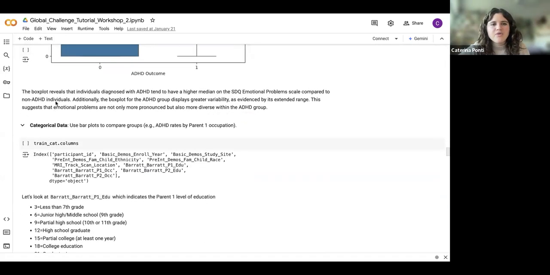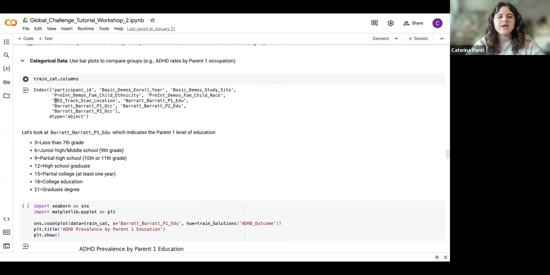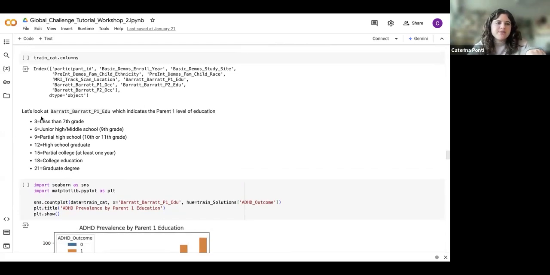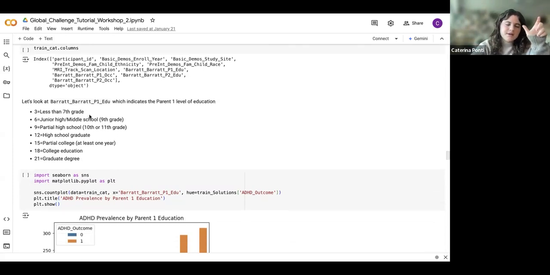Now we're gonna go over the categorical data itself. So I printed the columns and chose the column I was most interested in, in this case, parent 1 level of education. I just copied and pasted from the data dictionary what those columns mean. Because in the category column you're just gonna find integers, you want to trace those integers back to actual groups of people.